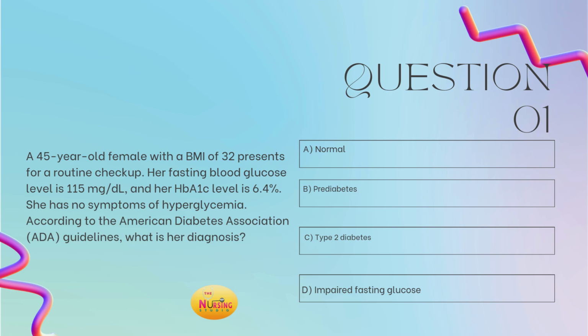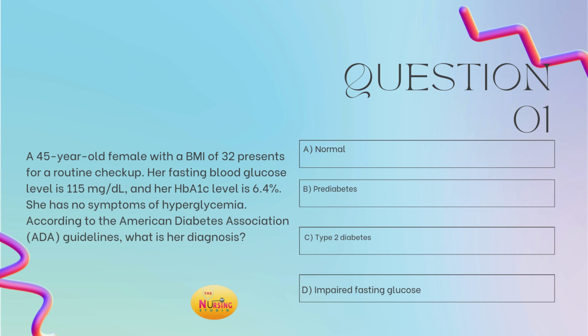All right, so I always recommend reading the stem of the question first, as it allows you to slow down to ensure that you're answering what is even being asked of you. So here, the stem of the question states, according to the ADA guidelines, what is her diagnosis, right? And as I always tell y'all, if they are asking for a diagnosis, you need to run it back and look at the assessment findings. So we have a 45-year-old female, BMI is 32. So that is considered overweight, right? And her fasting blood glucose is 115. Her A1C is 6.4. Instantly, y'all should start to think about this.